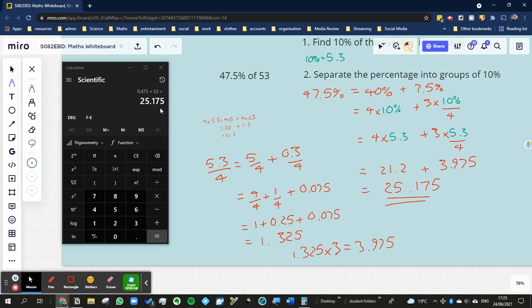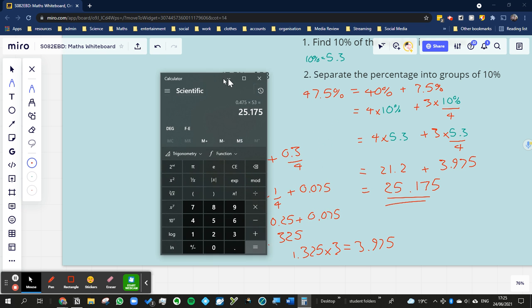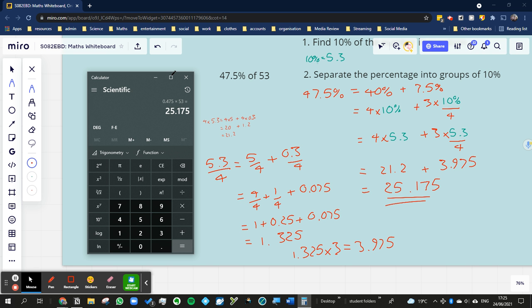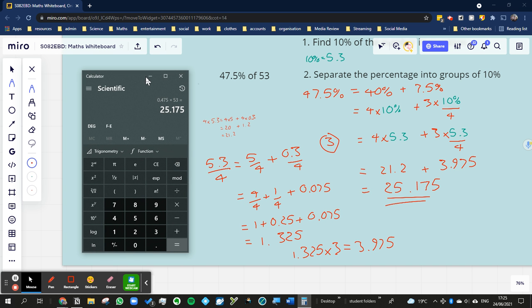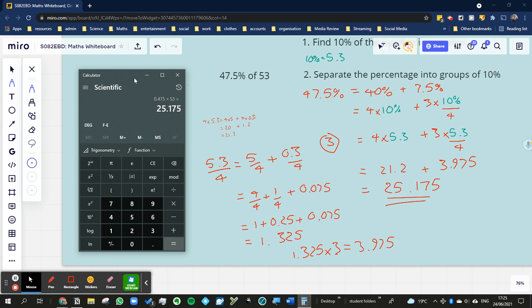So you can actually set your own problems in this way. The first stage was find 10% of the number. The second stage was chop it into lots of 10%. And this is the third stage, to sub this into where 10% is, and then it's just a matter of mental arithmetic after that. The pen and paper method.